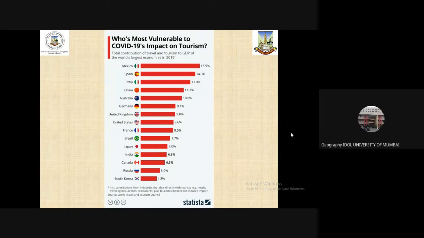The recent problem, or the current problem, of COVID-19 has affected the tourist destinations in India the most. Mexico is observed to be the most affected country by COVID-19, wherein there is a loss of 15.5% GDP in 2019, and India is at a lower level, wherein it's only 6.8% as far as the GDP is concerned.